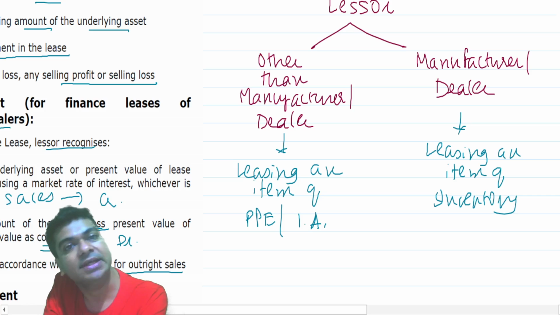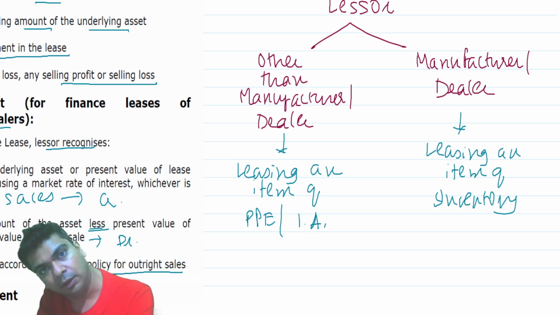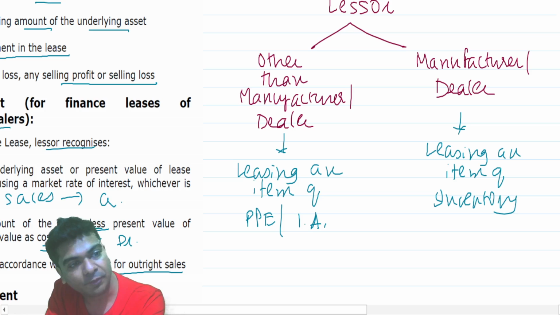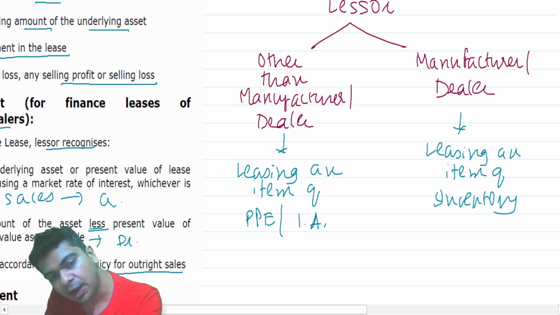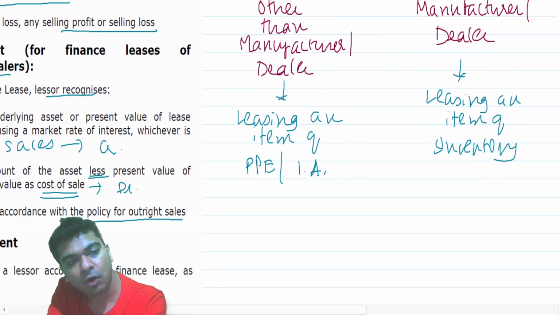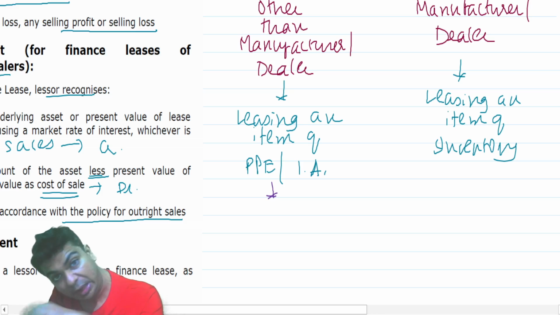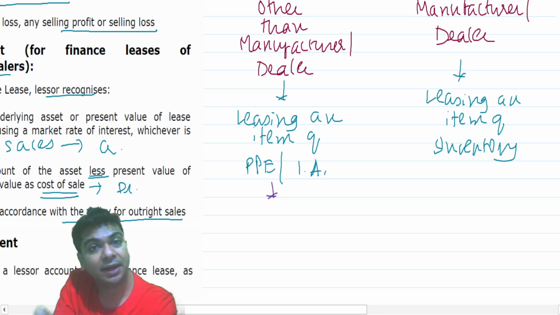And when you are leasing out an item of inventory, you have to recognize sales, you have to recognize revenue. Here you are leasing out, understand now? Okay, we are completing the entire point now. Other than manufacturer or the dealer, you are leasing an item of PPE or an intangible asset.